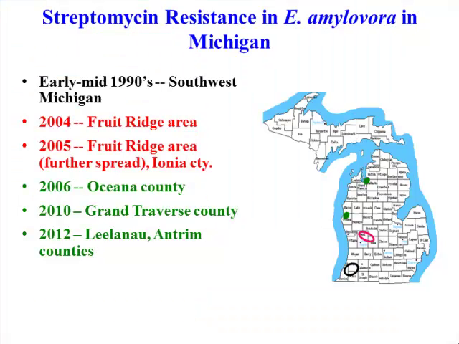We've seen resistance in our largest apple growing areas in Michigan: the Southwest, which is shown by that black circle in the 90s, the Fruit Ridge area around Grand Rapids in the early to mid 2000s, and then up to northern Michigan in 2012. Now, in the Pacific Northwest, streptomycin resistance is conferred by a chromosomal point mutation. In Michigan, we found that resistance is gene-based, so we do have streptomycin phosphotransferase enzymes that are responsible for resistance development in the fire blight pathogen in Michigan.